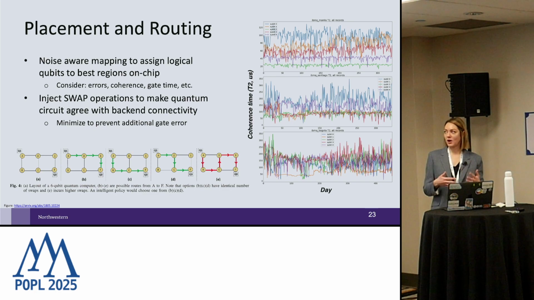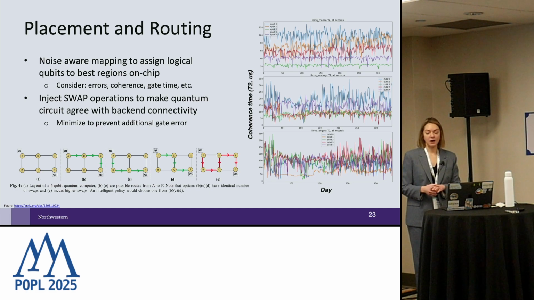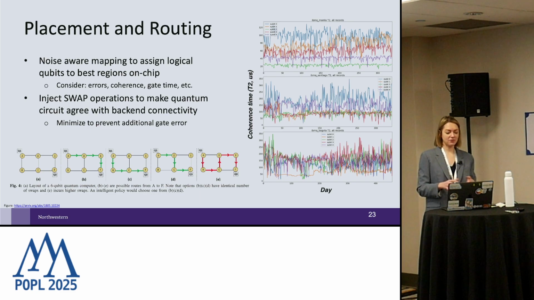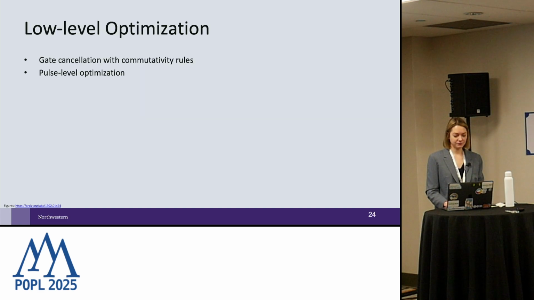And then we inject swap operations to try to make the quantum circuit agree with the backend connectivity. So we're going to try to minimize the number of swaps that we inject into the circuit just to make sure that we don't add extra gate error if we don't have to.